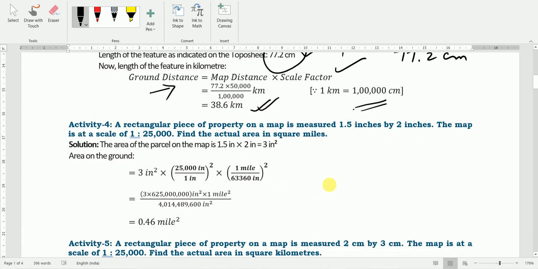And next, this is about the measurement of area on the map. So before we start activity 4, do you have questions?